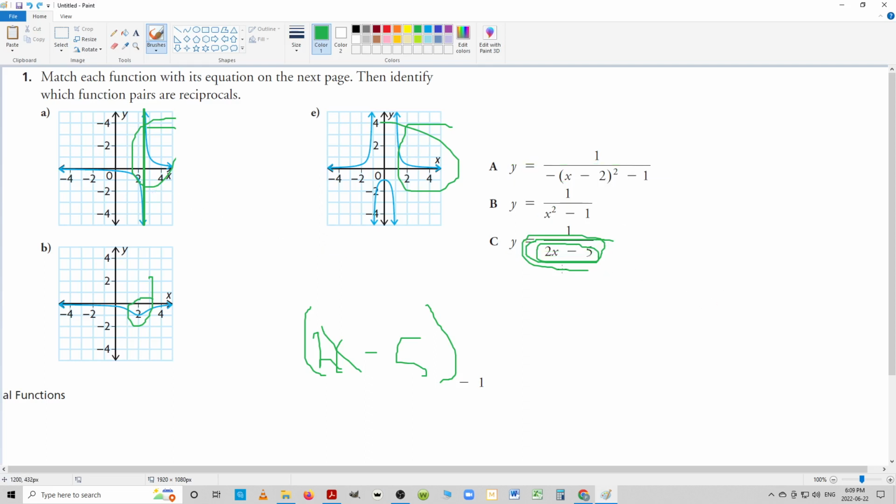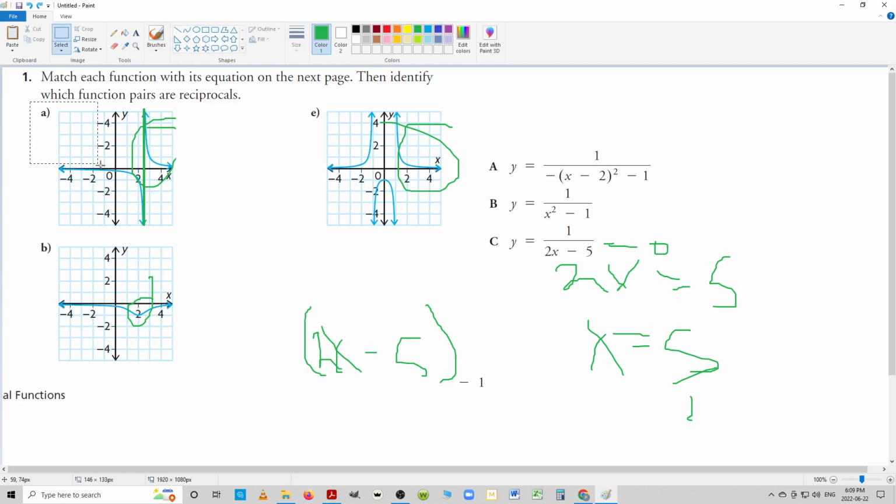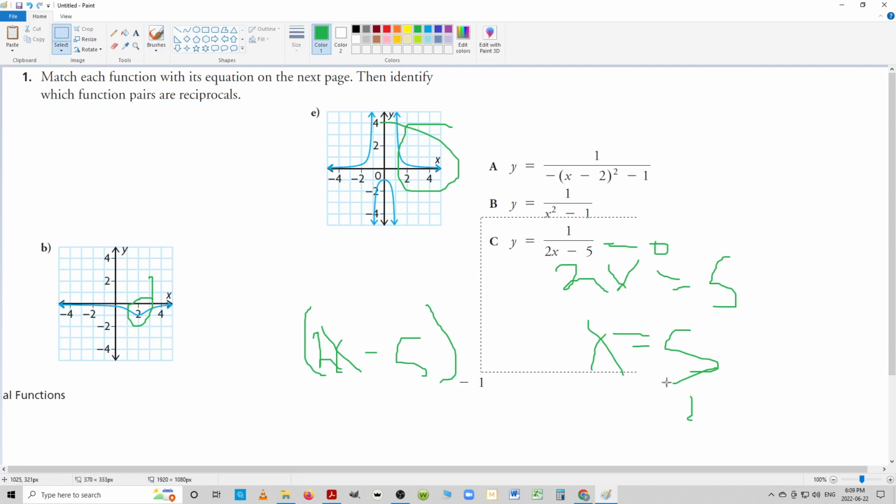Very easy to solve, but also if I want to look at this and solve and say where's the asymptote, I set that equal to 0. 2x is equal to 5. Divide by 2, x is equal to 5 over 2, or 2.5. So I kind of went backwards, and I already found this vertical asymptote was x is equal to 2.5. Vertical asymptotes are the easiest way to match the graph, so that's gone.